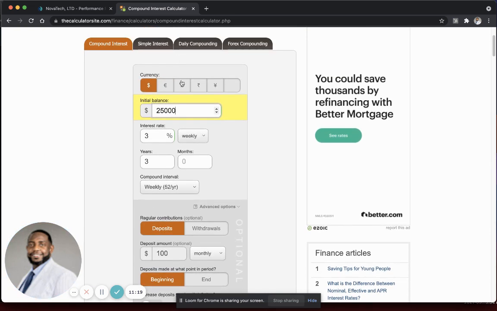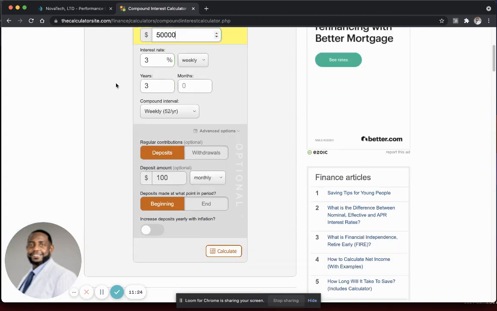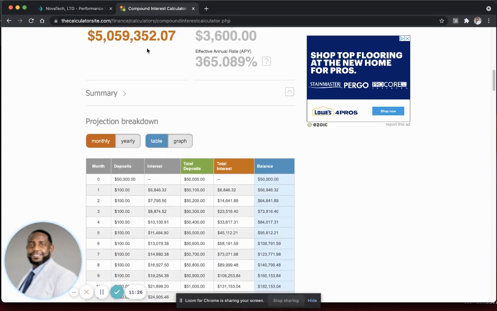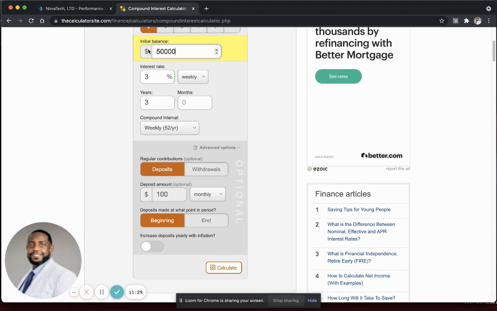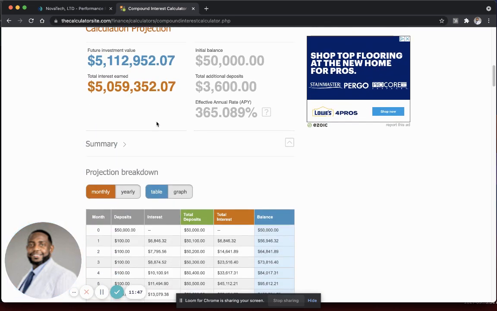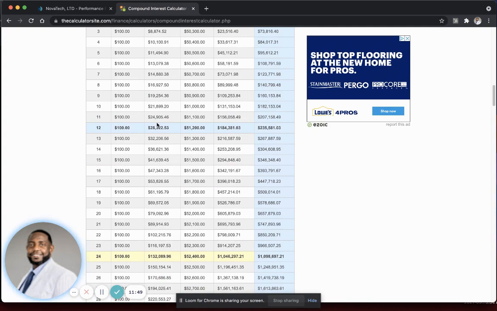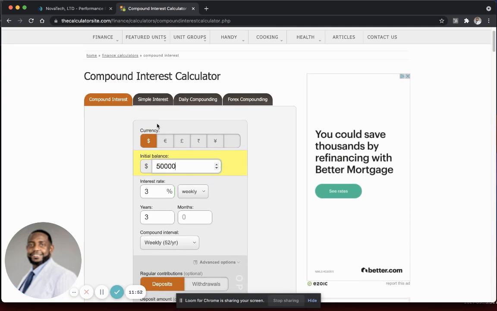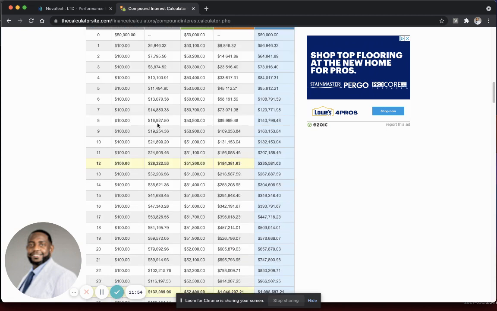And that's for $25,000. What you want to see what it is with 50,000, right? So at $50,000, it gets crazy, right? So now with $50,000, you're going to add an additional $100 every single month. This is going to put you at $5,112,952.07. This is amazing. Once again, guys, you have to be excited about this, right? Most people who have this amount of money or even more are getting excited about this. This is why NovaTech is growing so fast.